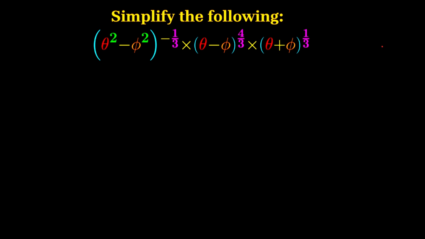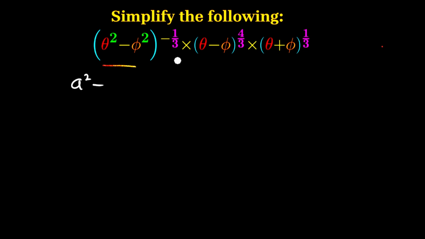Simplify the following: (θ² − φ²)^(−1/3) times (θ − φ)^(4/3) times (θ + φ)^(1/3). So the first thing is just to simplify the first portion, and we can use the quadratic identities. These are differences of squares.